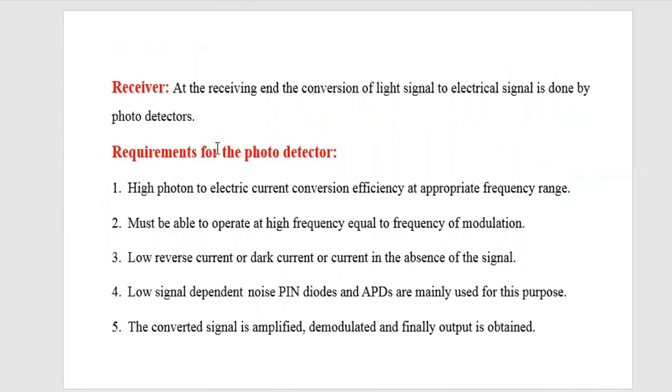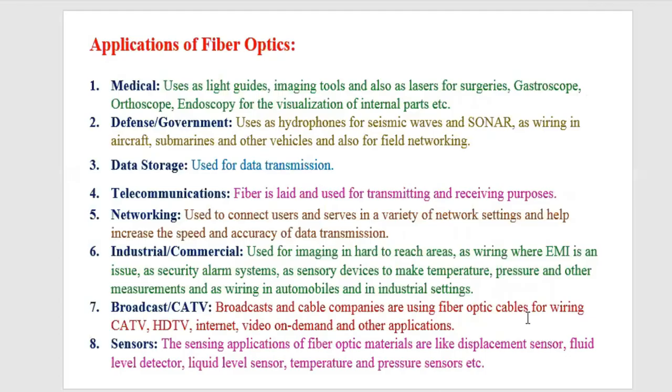Once the light rays pass through this material, they move to the receiving station, where they go to the photodetector. The main characteristics of photodetectors are a high photon to electric current conversion efficiency, the ability to operate at high frequencies equal to the frequency of modulation, low reverse current or dark current in the absence of signal, and low signal dependent noise. PIN diodes and APDs, avalanche photodiodes, are mainly used for this purpose. The converted signal is then amplified, demodulated, and finally the output is obtained. This is how communication takes place in optical fiber materials.